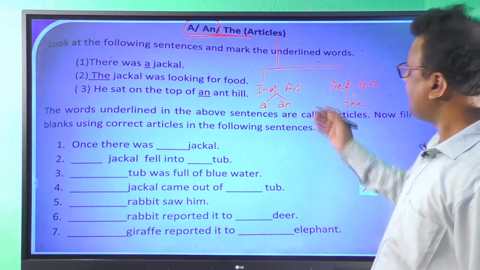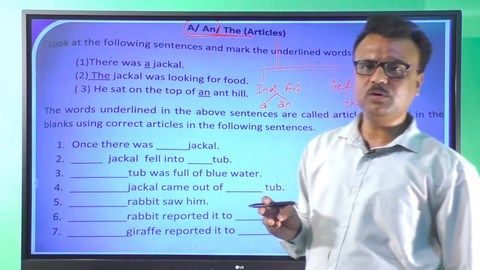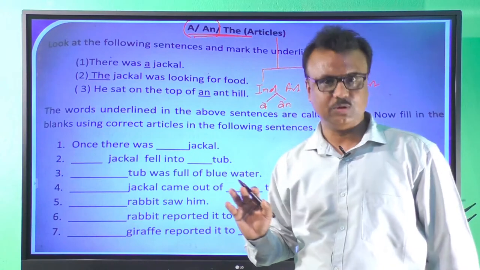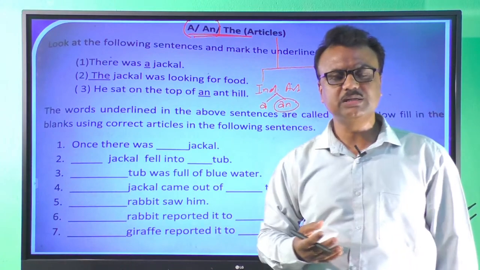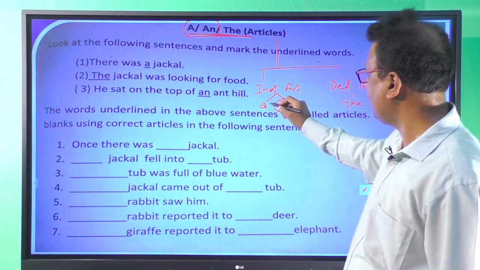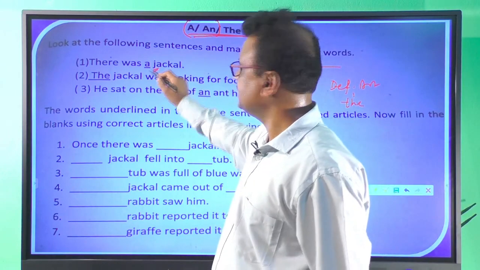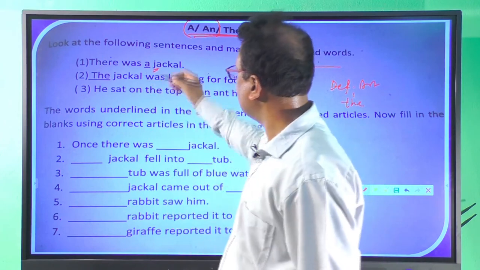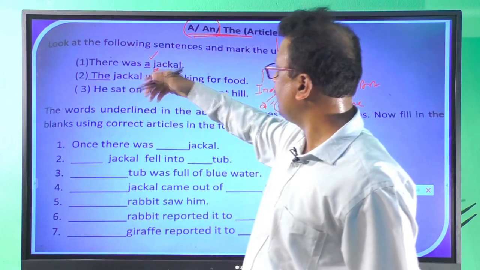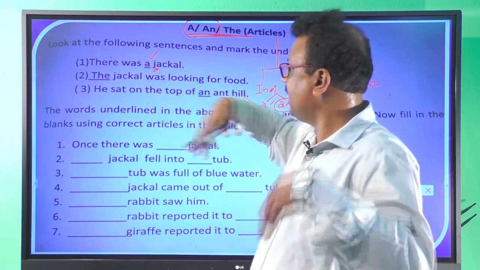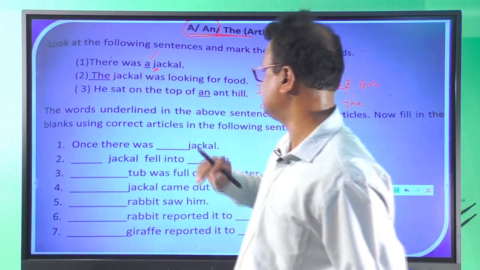It depends upon the pronunciation of the word. If the pronunciation of the word starts with a vowel sound, we shall go for an. And if it produces a consonant sound, we shall go for a. This is the rule. Just see, jackal, j is a consonant sound. So that's why a jackal. And the is a definite article. First, when we introduce it, it is a jackal, then we say the same jackal, the particular jackal. At that time, it becomes the jackal.